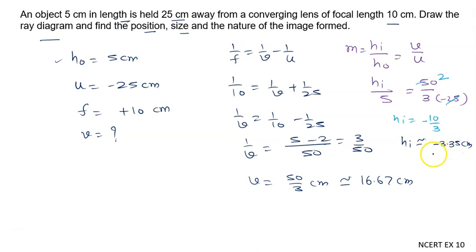Height of the image is negative. Negative means inverted. Inverted means real. So it is real inverted. Object height is 5 centimeter. Image height is 3.35. So it is diminished. Now we have to draw the ray diagram.